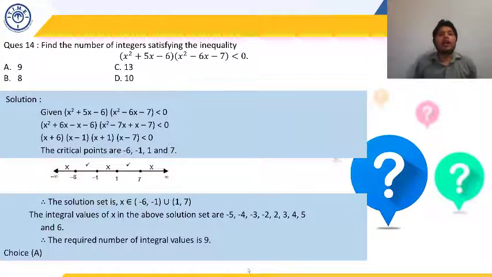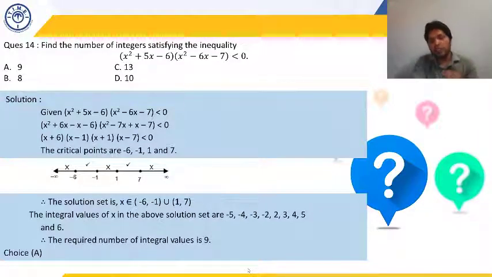What I have done here is first look at what is being asked in this question: find the number of integers satisfying the inequality. Remember, they have not asked for the range. If they had asked for the range, we could have taken the help of the options, just plugging the values from the options and getting the answer. But now they have asked for the number of integers satisfying the inequality. So what we have done is factorize both quadratic expressions, get the critical points and get the required range. And in the range, we get 9 integer points, which is going to be our answer.